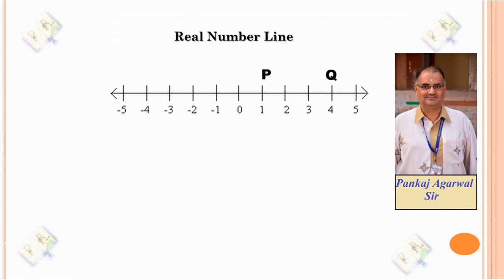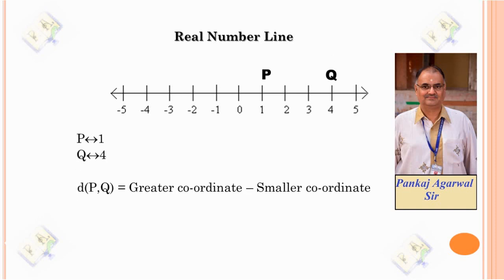Here the coordinate of P is 1 and the coordinate of Q is 4. Therefore, the distance from P to Q is greater coordinate minus smaller coordinate. Here 4 is greater than 1. Therefore, 4 minus 1 is equal to 3 units. Let's talk about the XY plane.